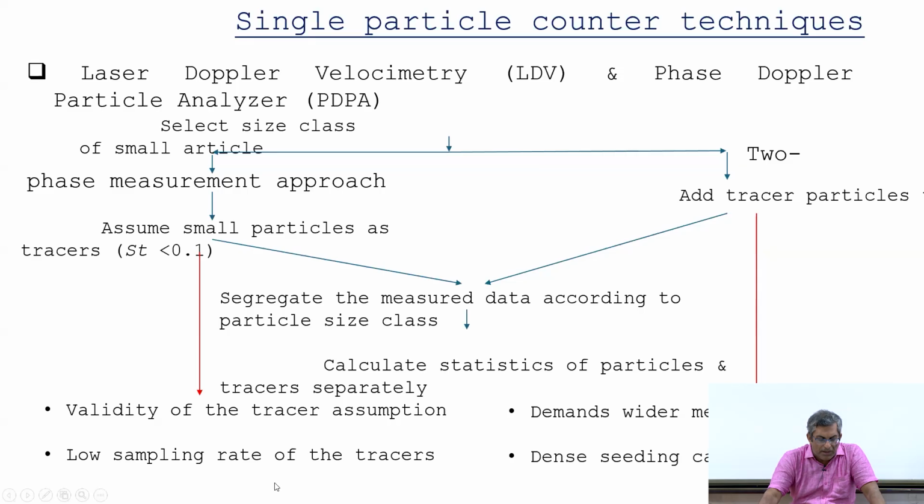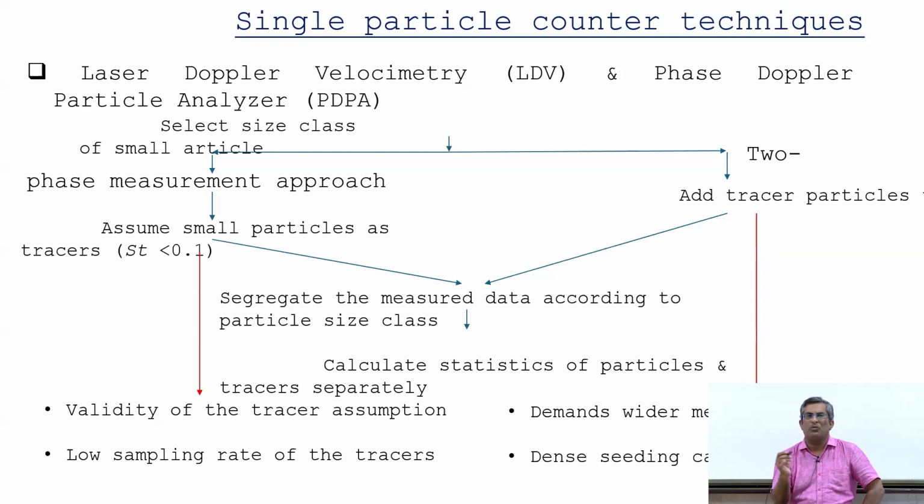Second thing, low sampling rate of the tracers. So in this example that we have seen, 5 to 10 micron droplets or 0 to 5 micron droplets were present sufficiently. That is the reason why they could do statistical analysis. But if the number of such particles are low, you won't get statistical convergence. So in experiments, while we measure statistics, it is very important to ensure that statistical convergence is reached.